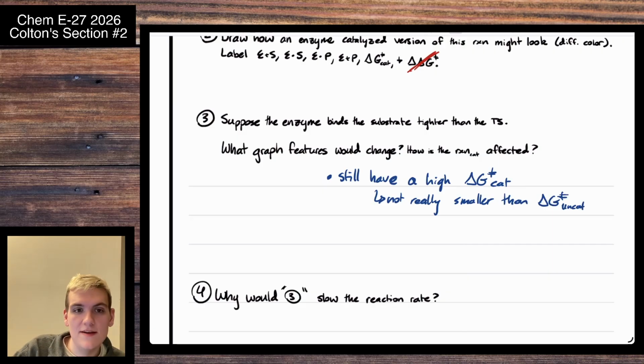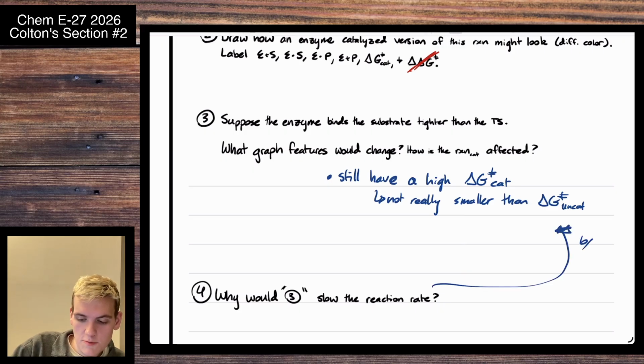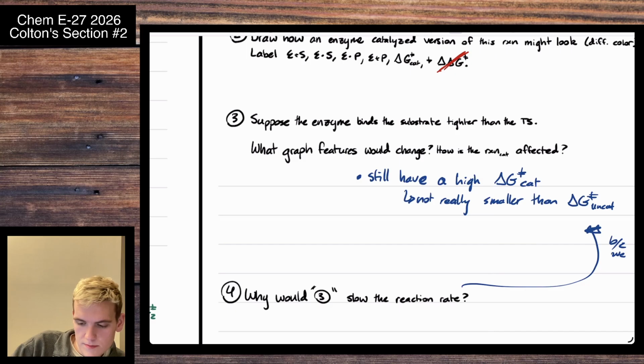So that's one feature that would change. And hey, why would it slow the reaction rate? Because we didn't lower the barrier, the activation energy. So that's one thing. And then the energy to separate them would be greater than the benefit of using an enzyme. Yes, that's definitely true. Larger delta G double dagger cat, great.